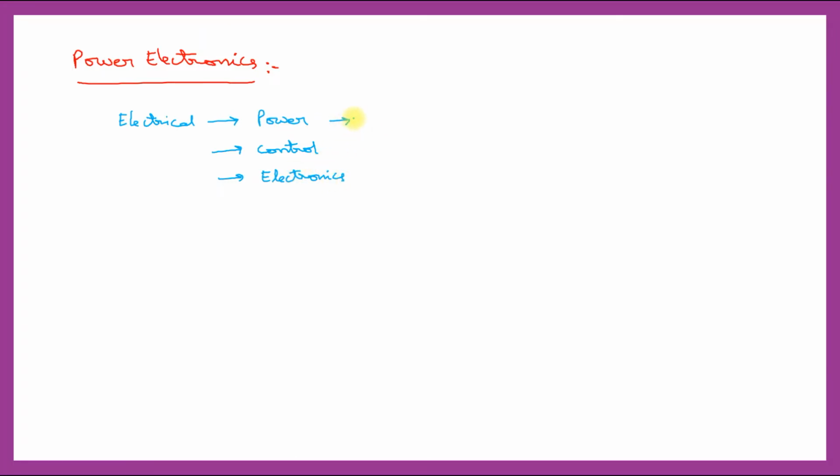We have already seen in the previous video what electrical engineering means, that is, what courses an electrical engineer has to read. I have already posted that video on my YouTube channel and I will put the same in the description of this video. Power has four parts: generation, transmission, distribution, and utilization. These are the four parts where electrical power is moving.